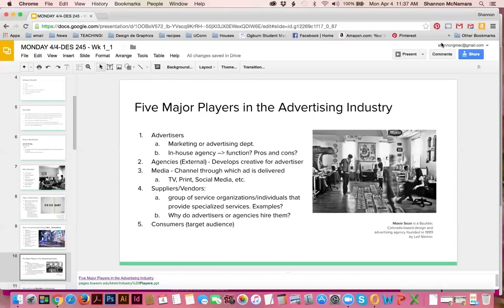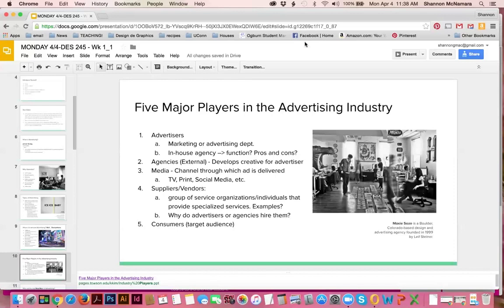And then in print, a supplier or vendor could be the paper company that supplies paper to you. It could be the U.S. Postal Service that sends out your direct mail for you. Those are suppliers and vendors that you would end up working with. So there are a lot of different suppliers and vendors based on the type of advertising you're looking to do, the type of media. Those are just some examples.